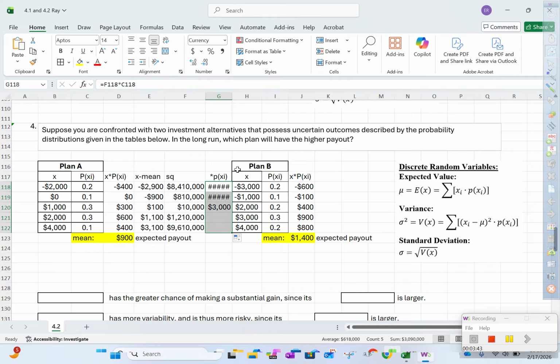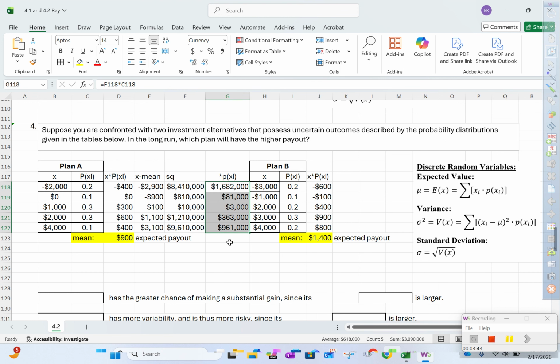Similarly, those pound signs are just because my numbers are so big. The final thing we're going to do to get my variance is just that sigma at the end, which is to add them all up.